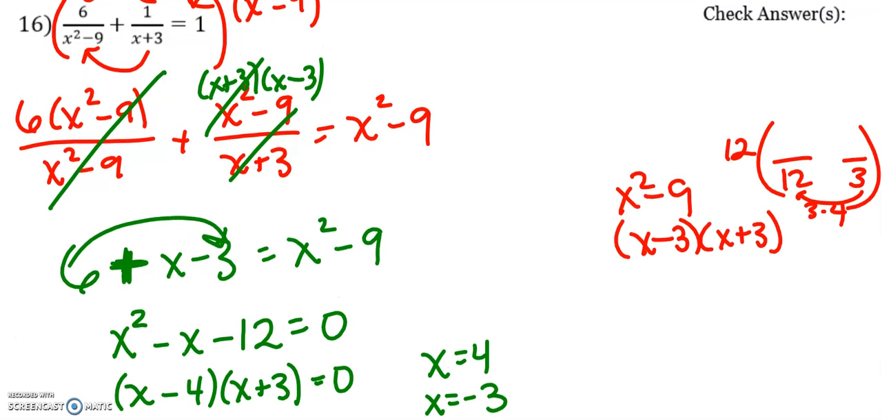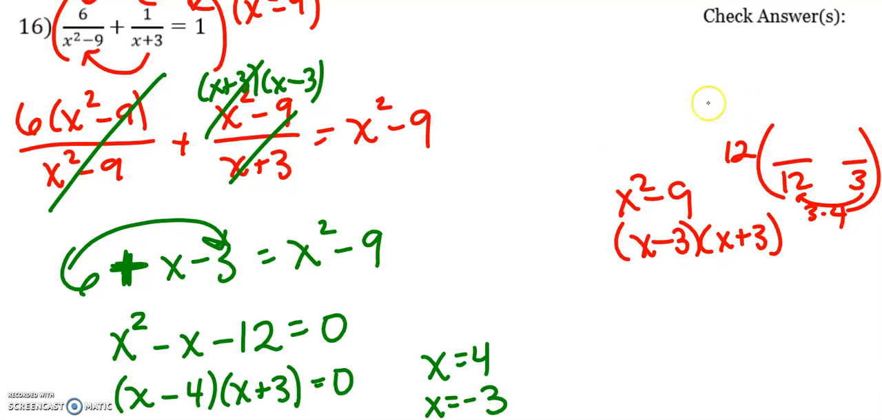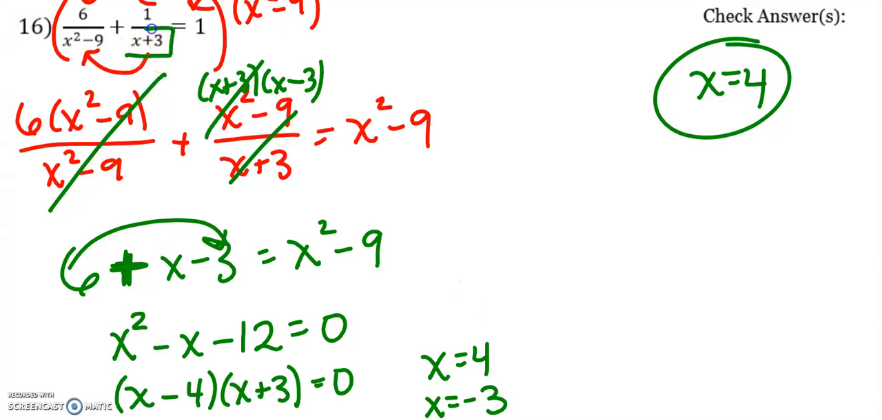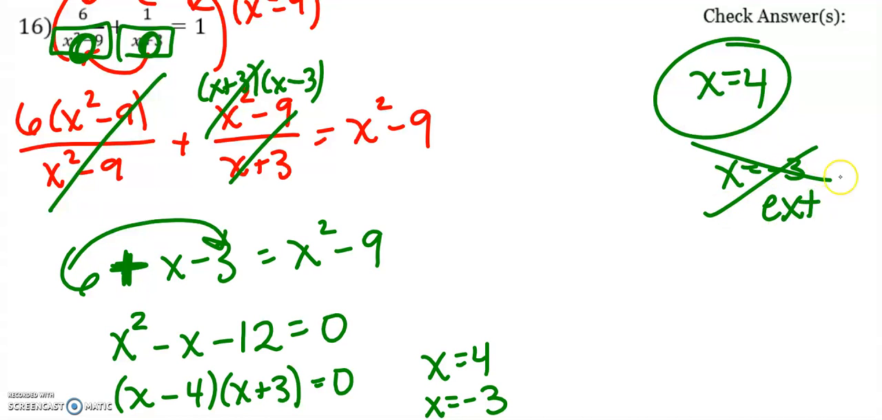So again, two ways to check your answers. The first way is to just plug in the value itself. So if I plug in 4 to this fraction, I get an okay answer. When I plug in -3 into this equation, -3 minus 3, or -3 plus 3 is 0. And even more so, -3 squared minus 9 is 0. Dividing by 0, can't do it. So x equals -3 is extraneous.